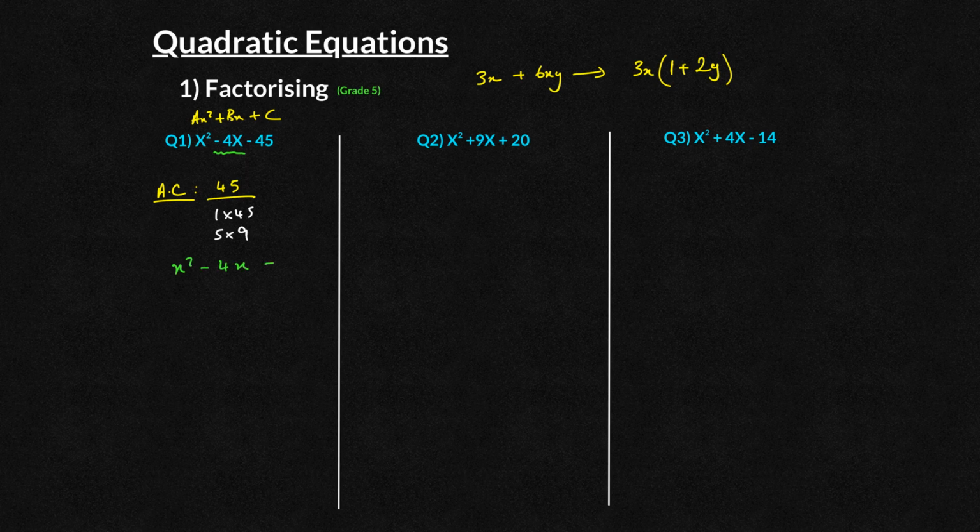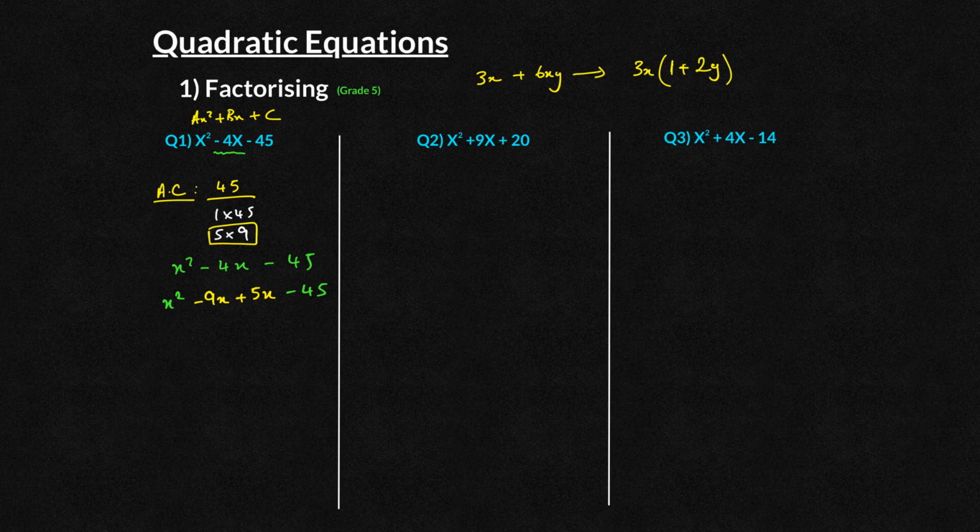minus 4x minus 45. Now the numbers that I'm going to use are 5 and 9, and then I'm going to split that. So what do I need to do with 5 and 9 to give me negative 4? Well, if I start with negative 9 and I add 5 to it, it's going to give me negative 4. So I'm going to write the original x squared, but instead of negative 4x now, I'm going to split this into negative 9x and plus 5x. And then I'm going to write the negative 45 that was already there.